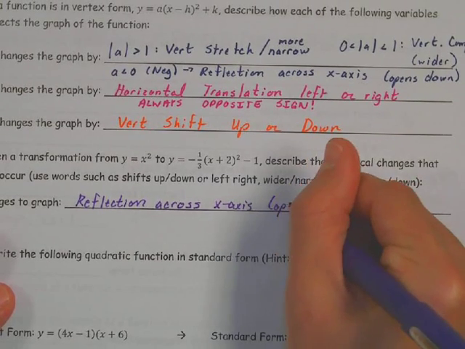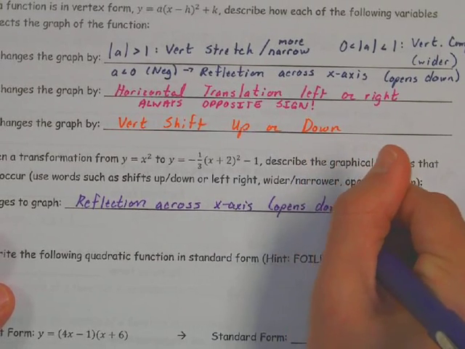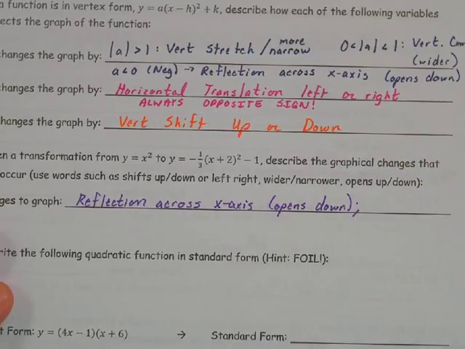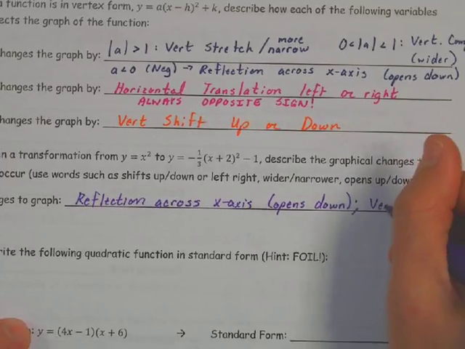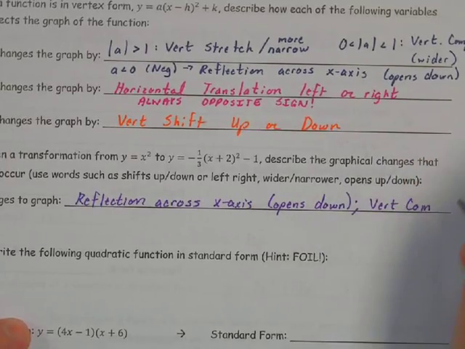And then what else happens? Well, the 1/3 actually makes it wider. We call it a vertical compression. So we'll say vertical compression by 1/3, or you can say wider.